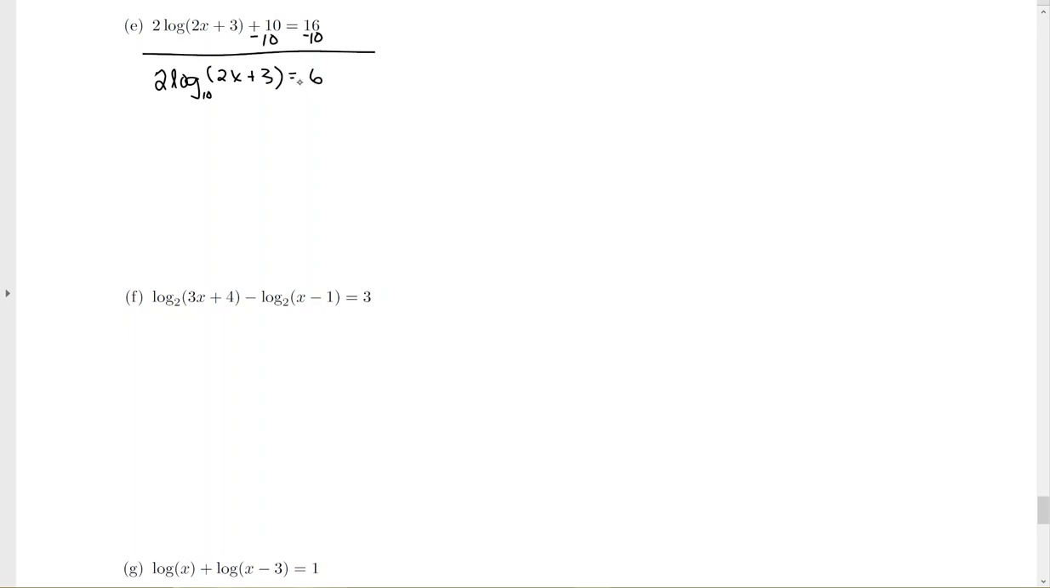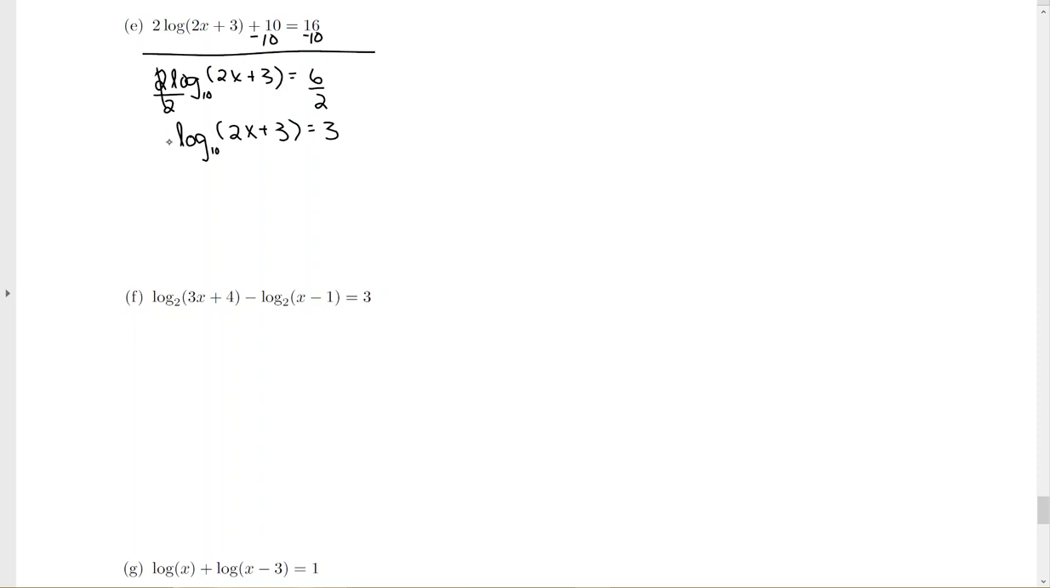equals 6. Get rid of the 2. So we're just going to divide it off. It makes it easier to divide it off rather than pull it up to the power position. You could do that, but it's going to get a little bit more complicated if you do pull it up to the power position. So we've got log base 10 of 2x plus 3 equals 3.